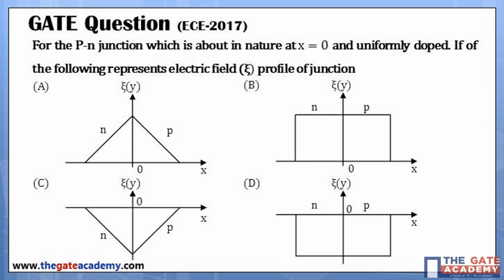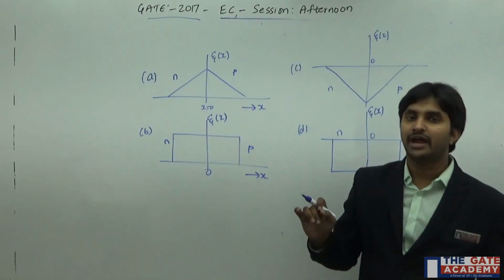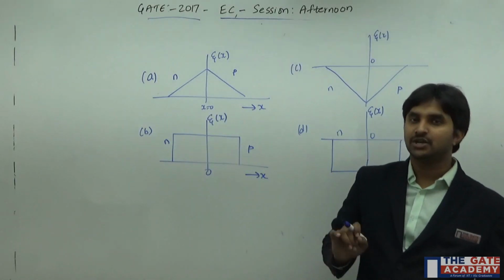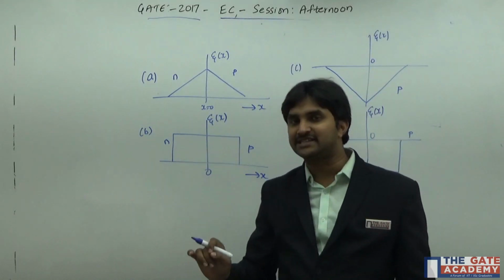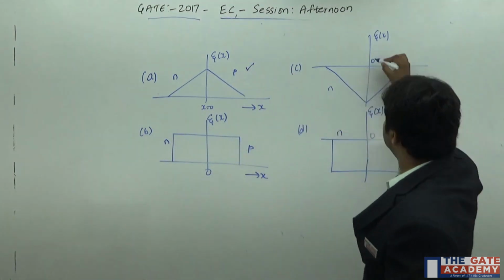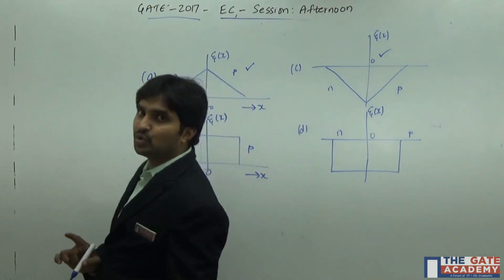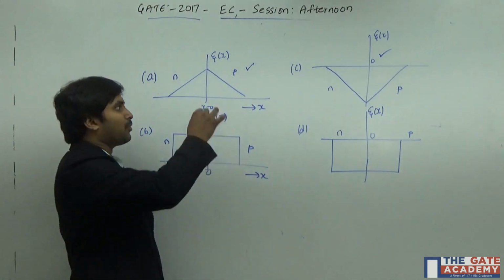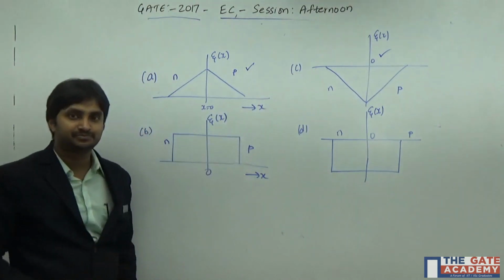Now what is the problem? We have to just plot the electric field profile for a step graded junction, which is an abrupt junction, uniformly doped on both sides. So when it is uniformly doped on both sides and a step graded junction, you are going to have either this one or this one, because we know whenever it is uniformly doped, the profile of the electric field is going to be triangular.